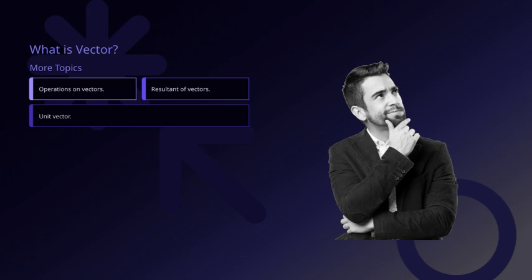Then we'll touch on operations on vectors. These include addition, subtraction, and scalar multiplication. These operations are fundamental because they allow us to combine vectors, find differences, or scale them up or down, which is essential in many applications like physics and engineering.